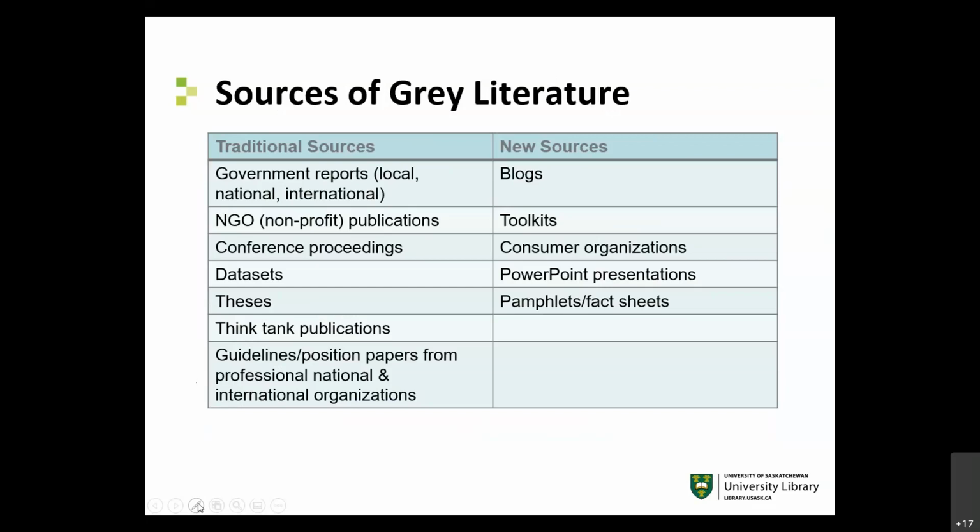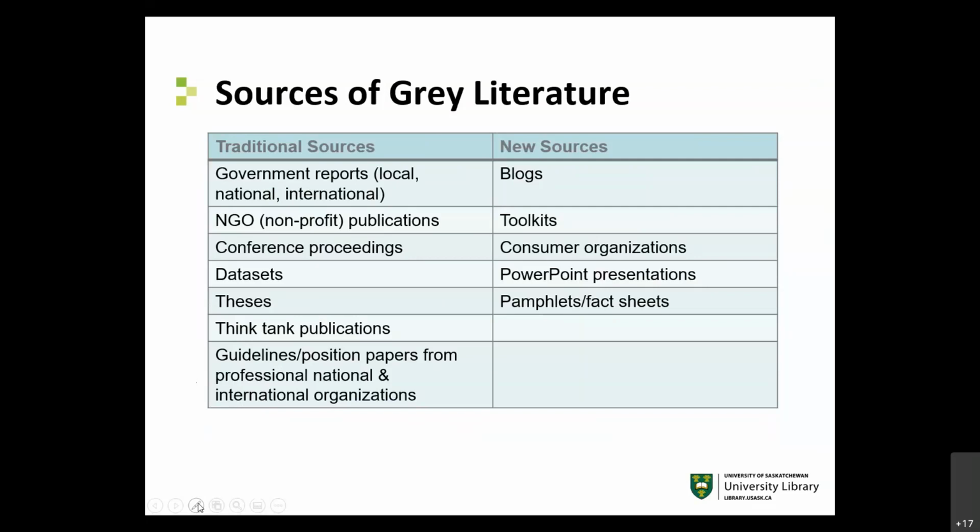There has been a change in what are considered sources of gray literature. Traditionally, they were more standard things like conference proceedings, theses, position papers, government reports, things of that nature. But now blogs and toolkits and even PowerPoint presentations, pamphlets and fact sheets are being accepted as gray literature.